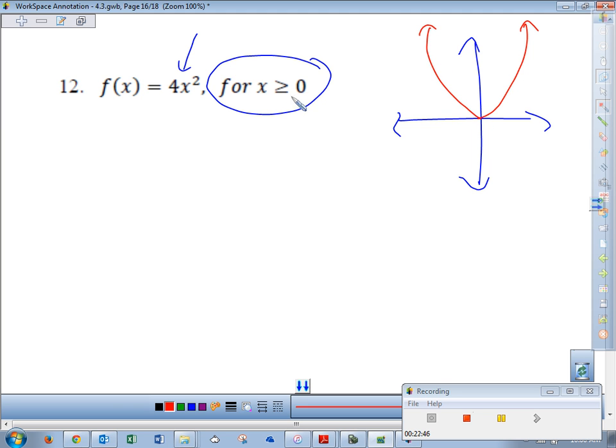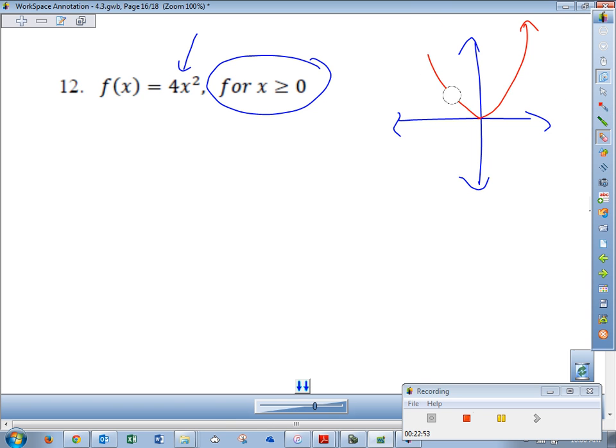Why did they say x has to be greater than or equal to 0? If they said that, then if this is an eraser, wouldn't all of this stuff go away? X has to be greater than or equal to 0. Why did they do that? Tell me about the red thing and it being 1 to 1. Is it 1 to 1? Why isn't the red thing 1 to 1? It does not pass the horizontal line test.